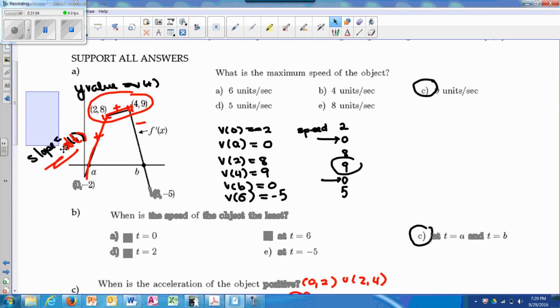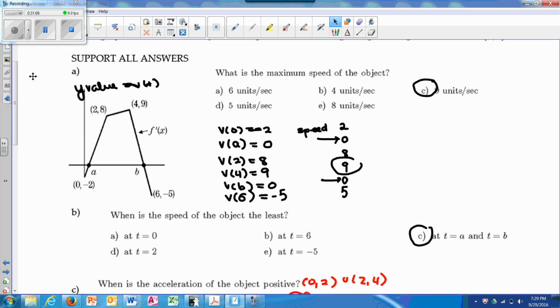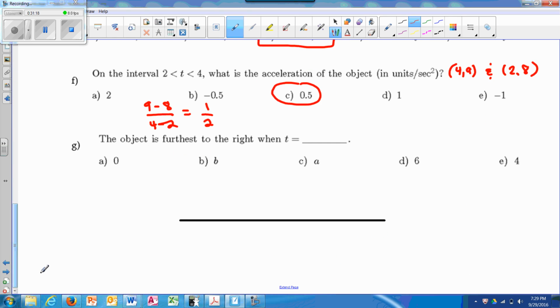Okay, this next one, it says the velocity is shown in the graph. The graph shows the velocity. That means the y value is the velocity, which means the slopes are acceleration. So this is not a position graph. So the first question says, what is the maximum speed of the object?